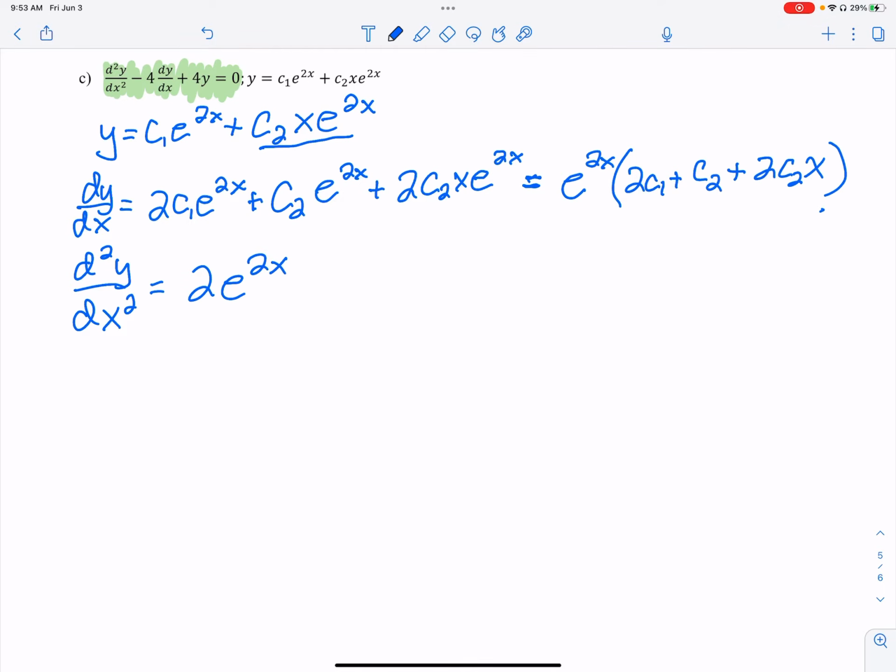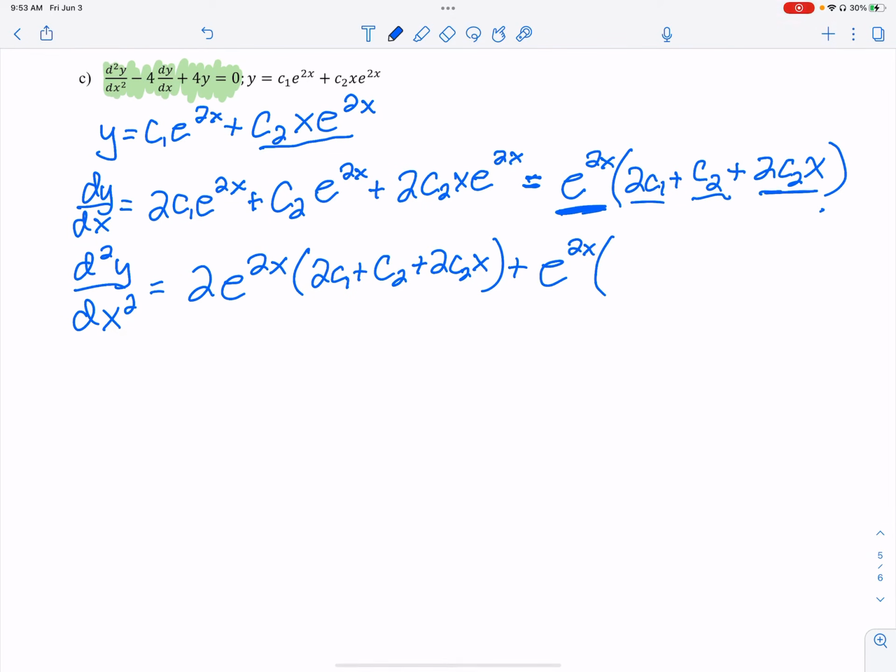Okay, so derivative of this first, and then I keep the second. I know this is kind of weird because the second is pretty big there. All right, now plus, and I keep the first, e^(2x), and I take the derivative of the second. Now this is a constant, so it's 0. This is a constant times x, just like the derivative of 3x is 3. The derivative of 2c2x is 2c2.